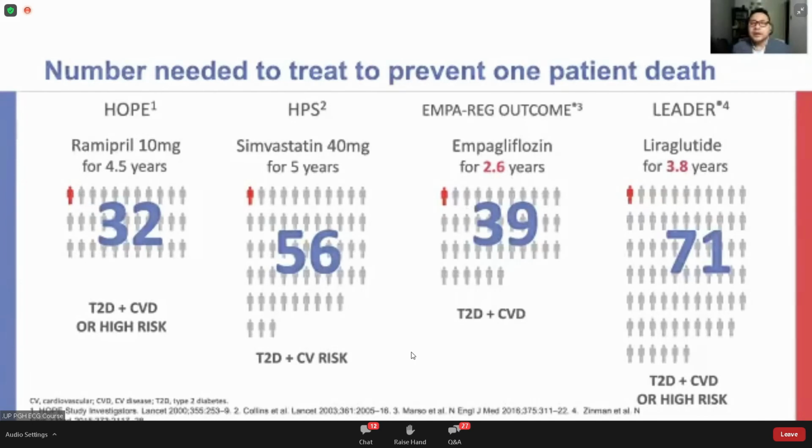But it was EMPA-REG which provided the earliest benefit for CV death, wherein the number needed to treat is 39. You only need to treat 39 patients to prevent one death.